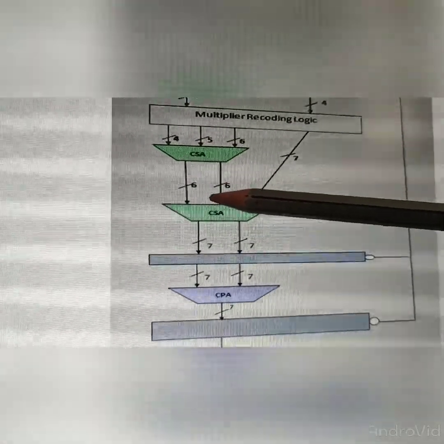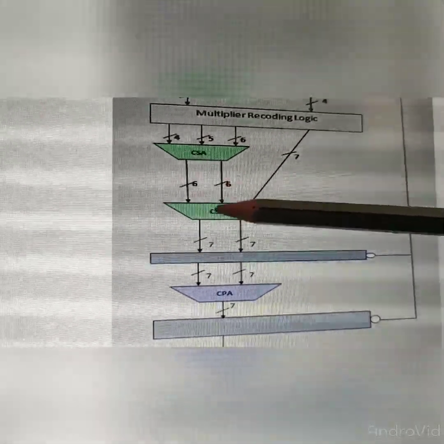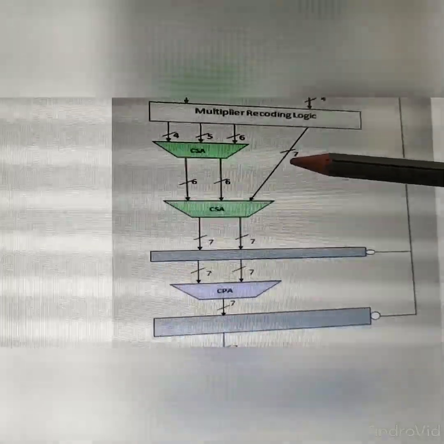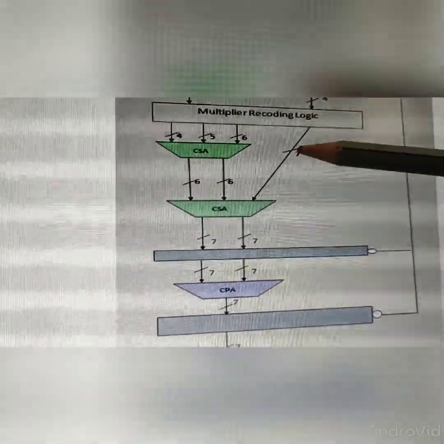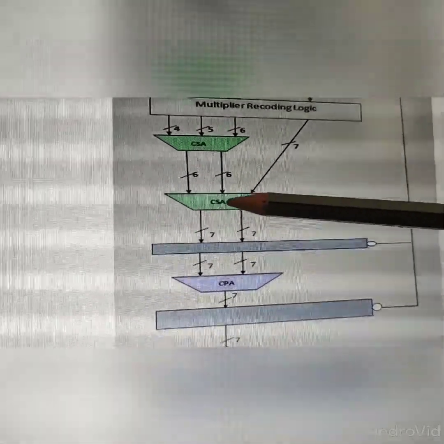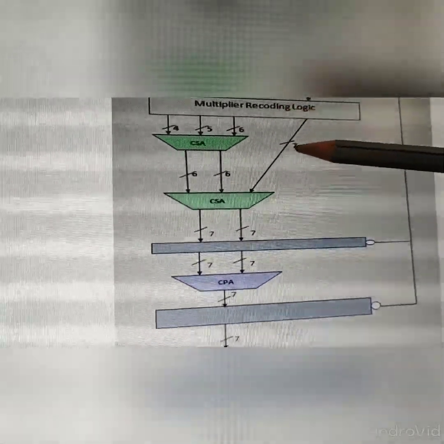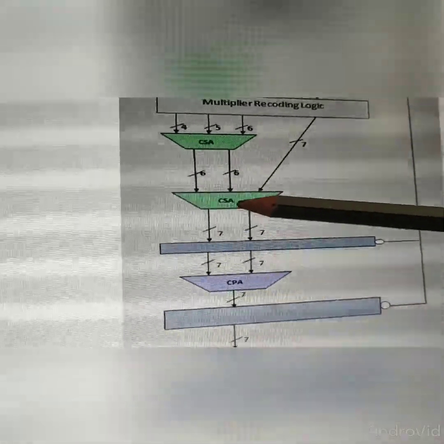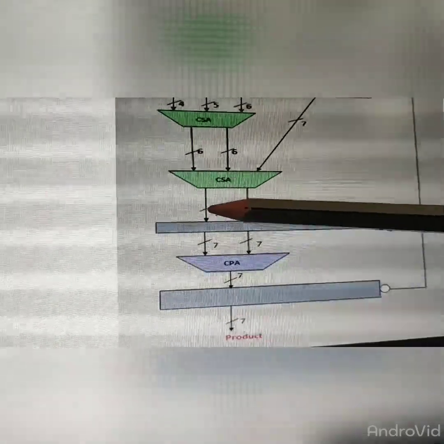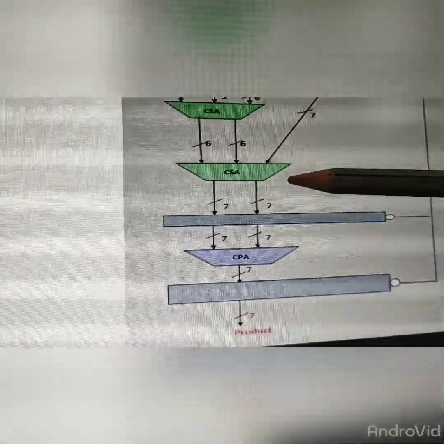These two outputs are passed to the next carry save adder along with the last partial product. Maximum number of bits passed to this carry save adder is 7. That's why it produces 7 bits of sum and also 7 bits of carry. So this is the first stage.